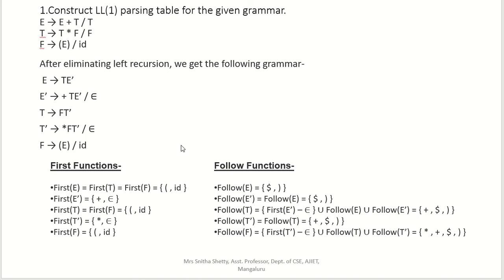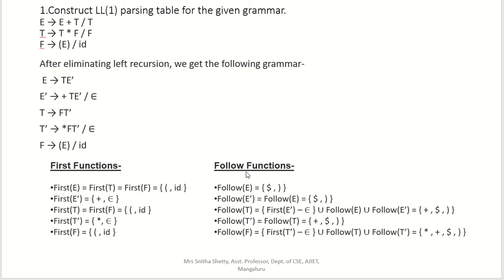Next, how to calculate the follow of E dash? Check in the right hand side where your E dash exists. It is present over here in the first place. After E dash, what is there? Nothing. If nothing, we should take the follow of the left hand side. What is the left hand side? E. So follow of E is dollar comma closing parenthesis. Here also there is nothing after E dash, so we take the follow of the left hand side, and follow of E dash is just dollar comma closing parenthesis.